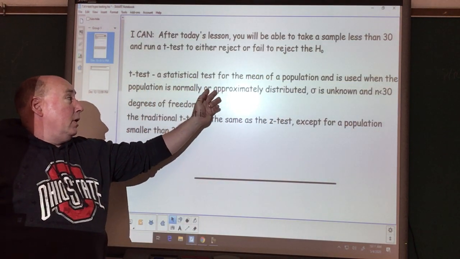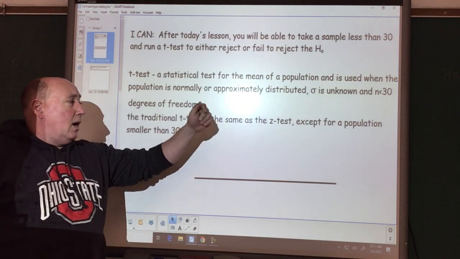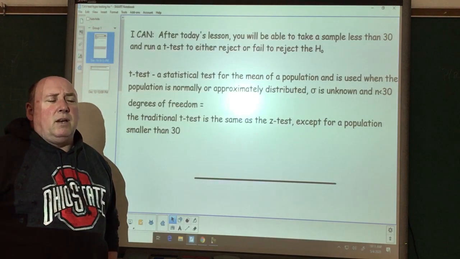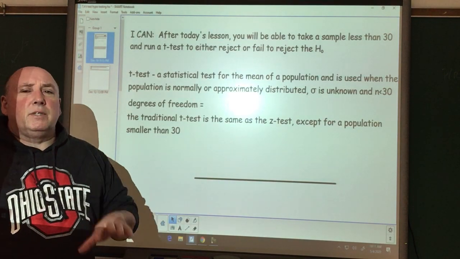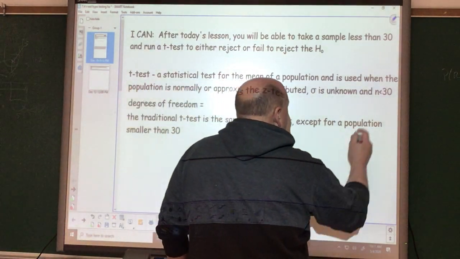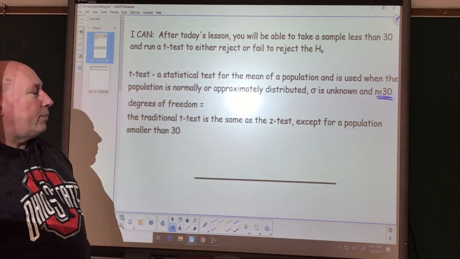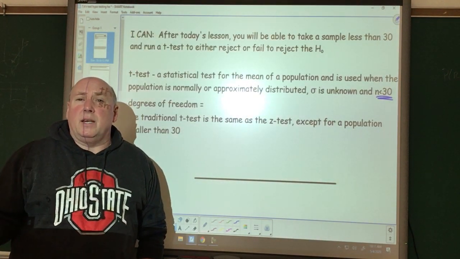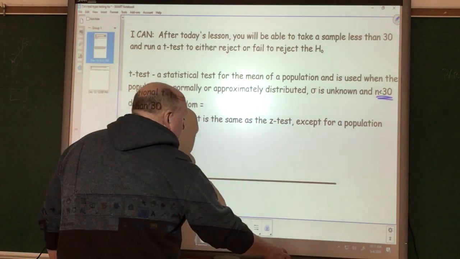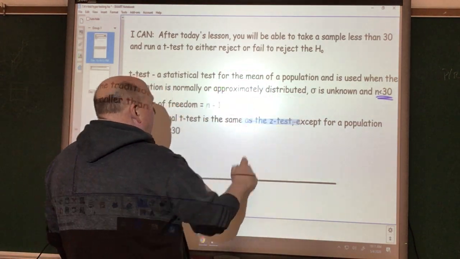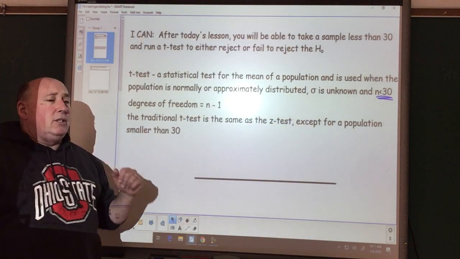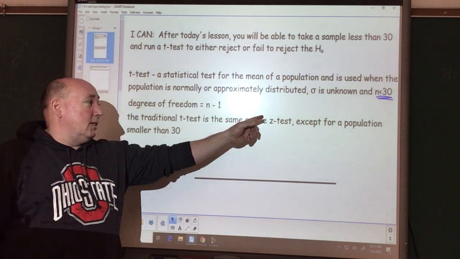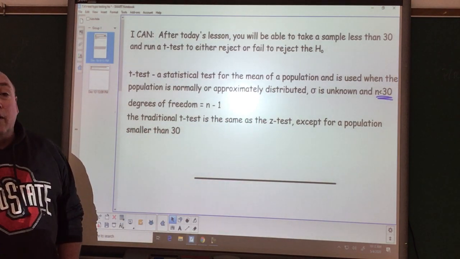When you're normally distributed or approximately normally distributed, and your sigma is unknown, which means your standard deviation is not known, but your sample size, once again the key to this, is less than 30, we have to go to hypothesis testing with a t-test. We have our degrees of freedom, and once again, nothing difficult to calculate here, it's just n-1. The t-test is the same as the z-test, except the sample size is smaller than 30.